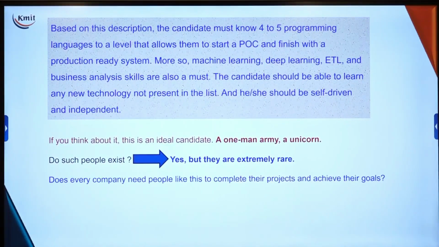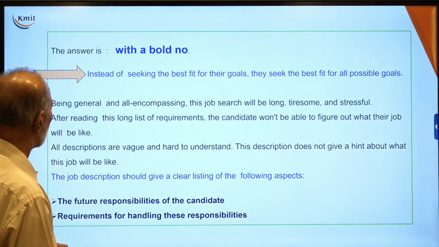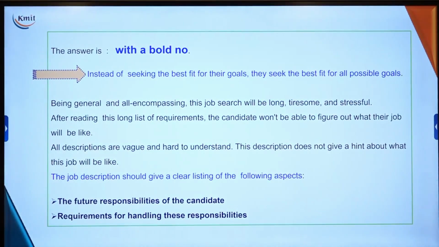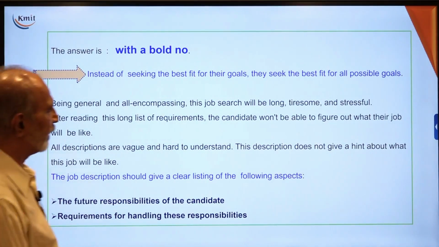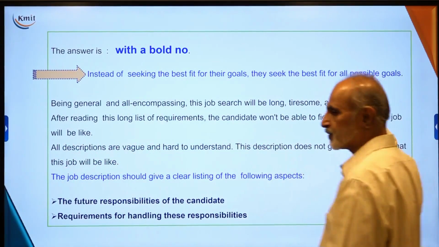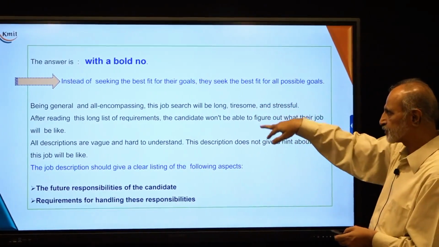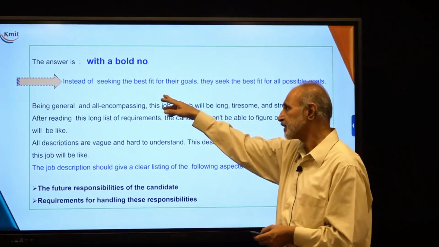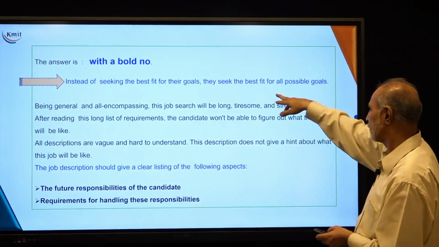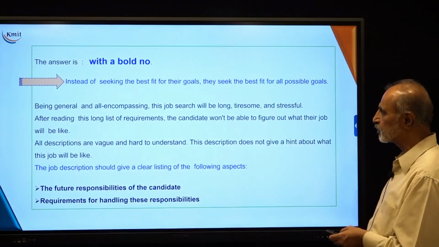So, does every company need people like this to complete the project and achieve the target? The answer is no. Instead of seeking the best fit for a good goal, they should seek the best fit for all the possible goals. That is the underlying principle. So, the answer is no. Instead of seeking the best fit, so you can't select a best person, but seek a person who is fitting for all the possible goals.